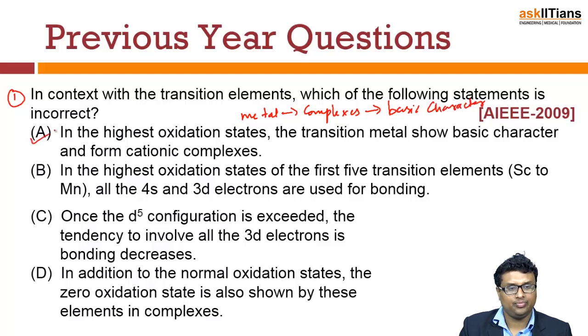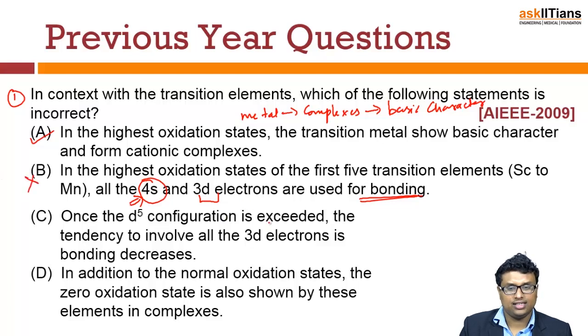So this is correct. In the highest oxidation state of the first 5 transition elements, all the 4s and 3d electrons are used for bonding. No, right? So in the higher oxidation state, obviously the 4s electrons won't be used for bonding. Only 3d electrons are used for bonding, right? Because first the electrons are removed from 4s itself. Once 4s electrons are removed in a given oxidation state, obviously only 3d electrons are left and they are used for bonding. So this is wrong answer.